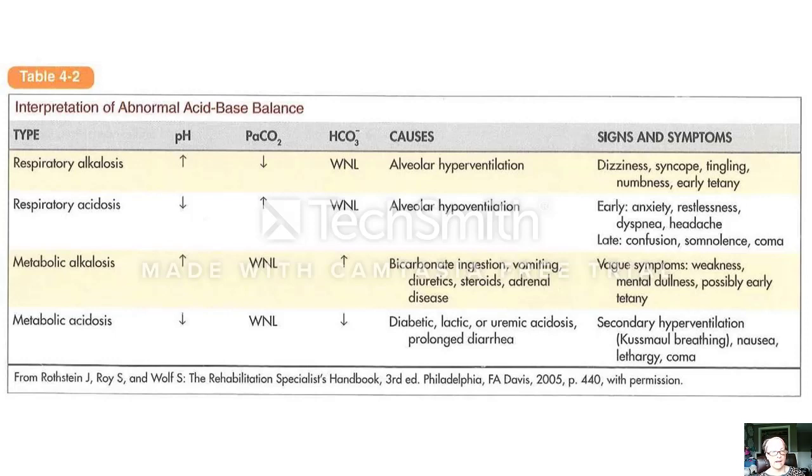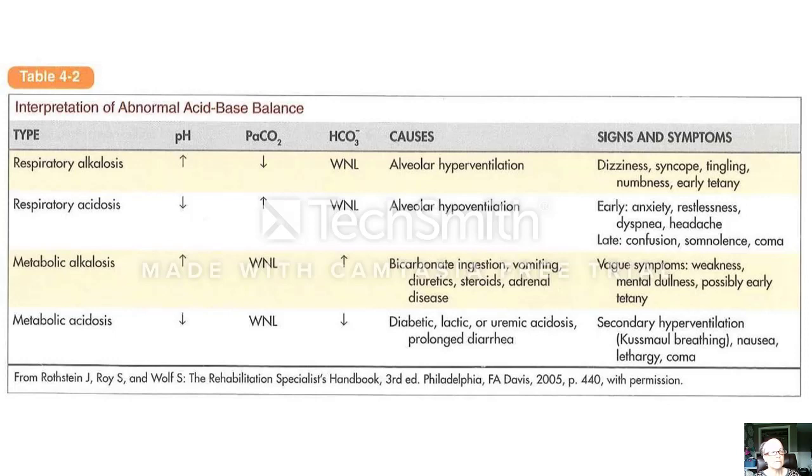So there is a correlation: with metabolic alkalosis, the pH and the HCO3 go up. With metabolic acidosis, the pH and the HCO3 go down. So there's an inverse relationship between pH and PaCO2 with respiratory conditions, and with the metabolic conditions, the pH and the HCO3 either both go up or both go down.